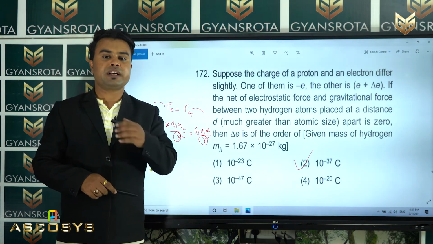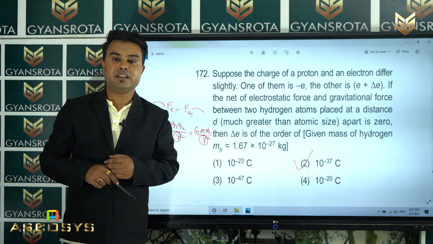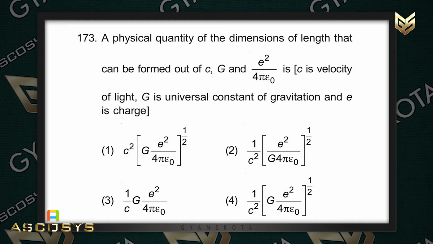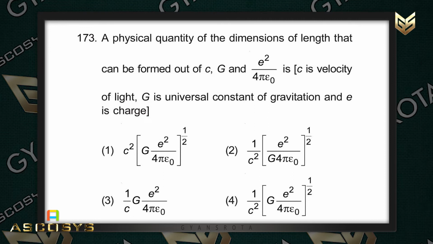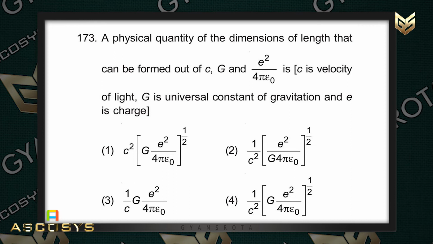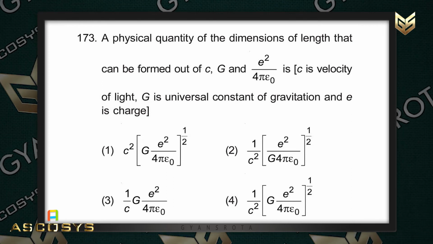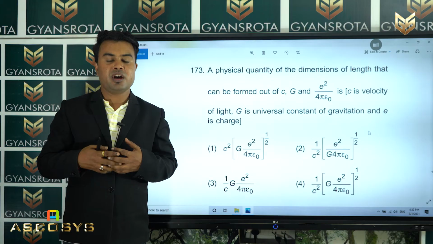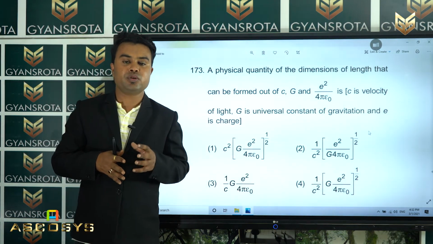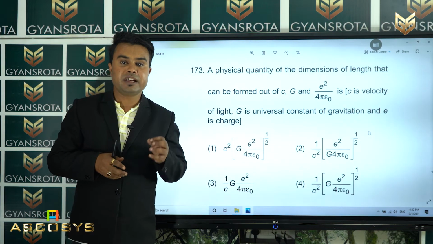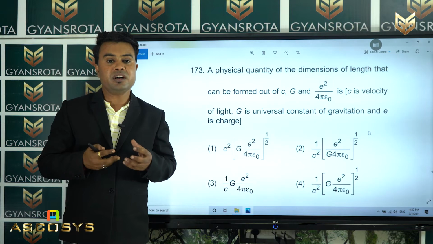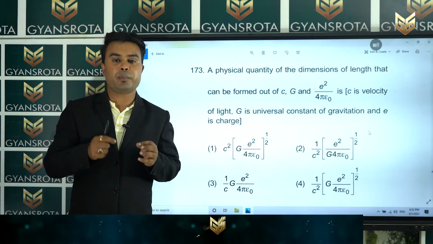Now, let us move to the next question, that is question number 173. A physical quantity of the dimension of length that can be formed out of c, G and e square by 4 pi epsilon naught is, c is velocity of light, G is universal constant of gravitation and e is the charge. So, if you have studied the first chapter, units and dimensions, you will see that it will be quite easy for you. Now, read those points very nicely where we find out the dimensional formula using the form MLT.